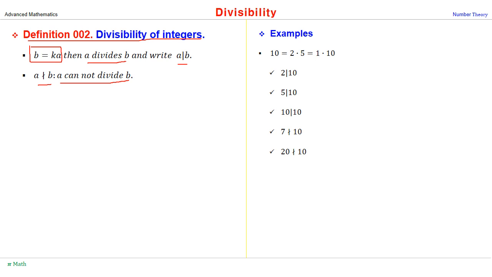Let's see some examples. Integer 10 is expressed as 2 multiplied by 5 and 1 multiplied by 10. So we can say 2 divides 10, 5 divides 10, 10 divides 10. But 7 cannot divide 10, and 20 cannot divide 10.